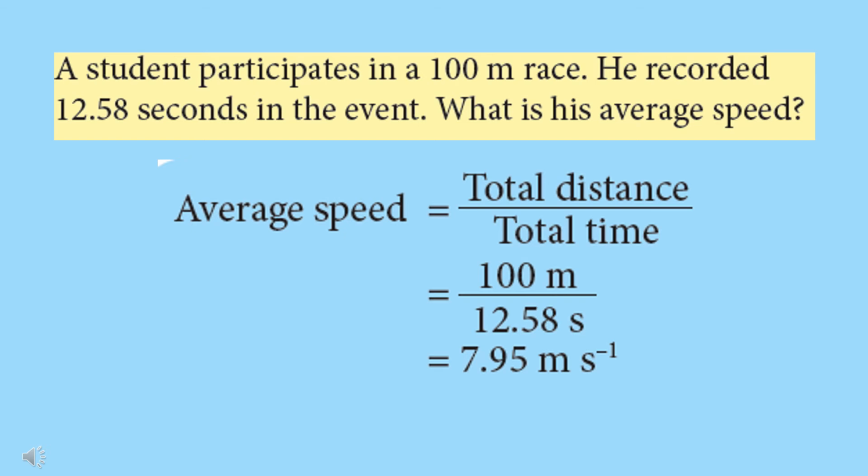Let's solve problems involving linear motion in our daily life. A student participates in a 100-meter race. He recorded 12.58 seconds in the event. What is his average speed? Average speed is equal to 100 meters divided by 12.58 seconds. The answer is 7.95 meters per second.